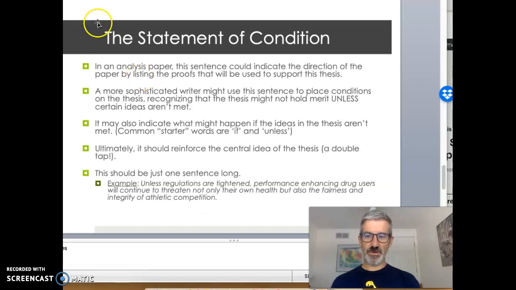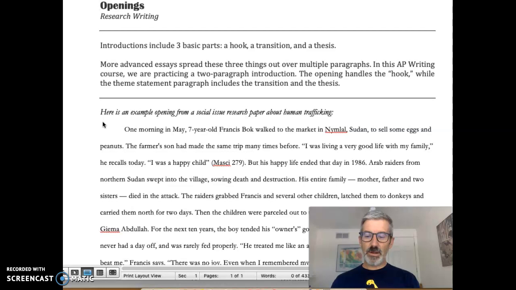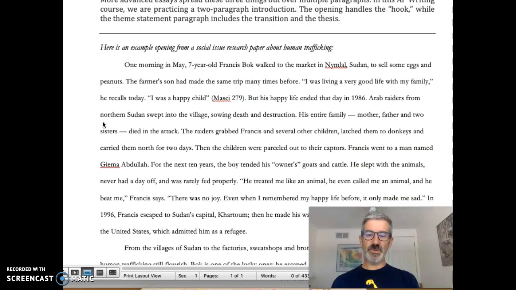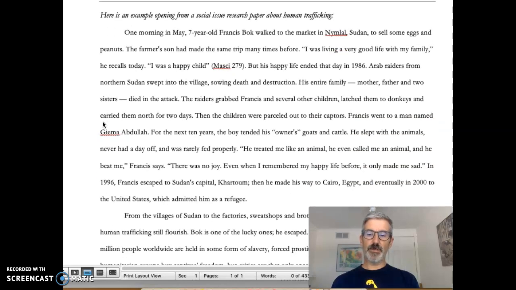Okay, let's pause for a second. Now let's take a look at our introduction or our opening as a whole. Here is an example of how this might work. What I'm going to show you here includes the hook and the theme statement paragraph. Again, something that is commonly used in all sorts of situations. So here we have a topic. You'll see what the topic is going to be and how it's introduced. So now we're going to start with this first paragraph, which is a hook, okay?